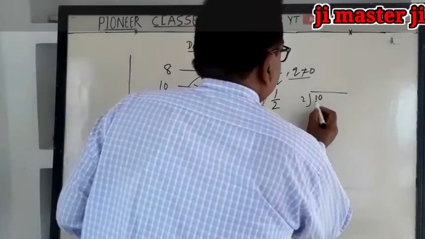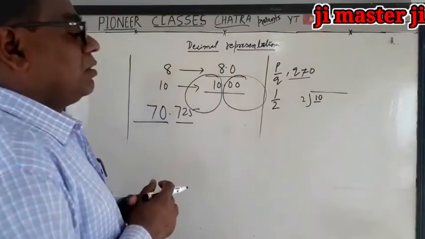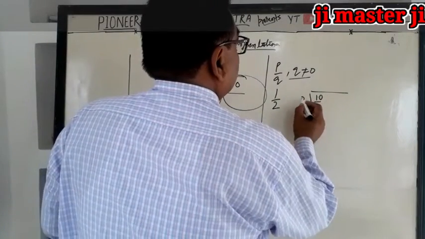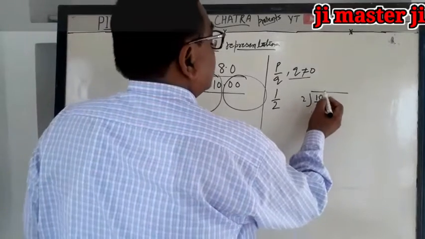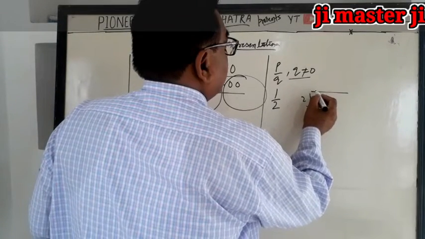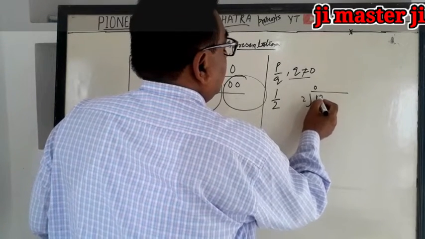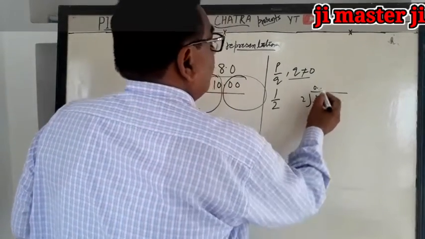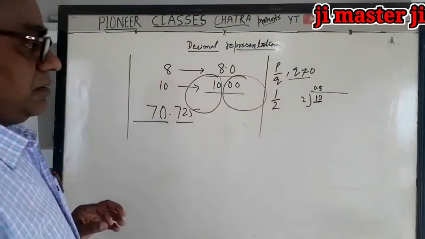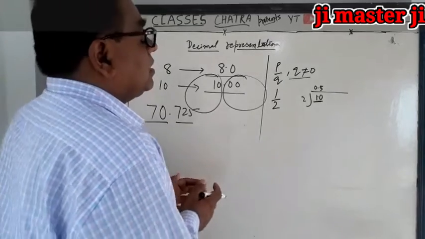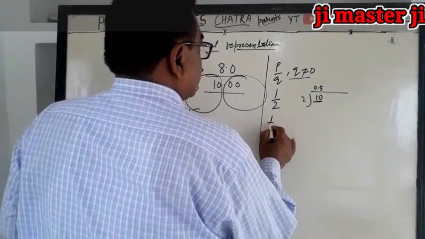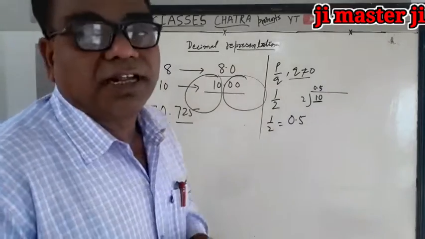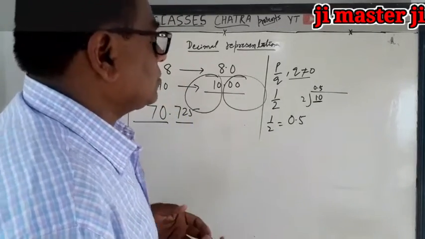Let's suppose this whole is 10. So we can divide here. 2 5s are 10. So the integral part is 0. Here is the decimal. So if we take this as 10, 2 5s are 10. So this is the long division method. So we get 1 by 2 is equal to 0.5. So 0.5 is the decimal representation of 1 by 2.